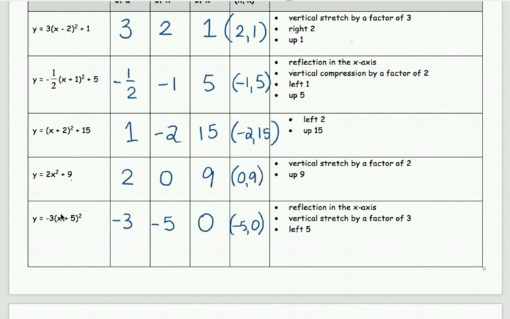And here we have it in brackets, so that means left or right. So we went left 5, the opposite of what you see. So it's +5, we actually go left. And there's nothing out here, so we don't say up or down. Okay, so just 3 transformations here. So make sure that you're confident with those. That's just kind of a review from the last cycle.